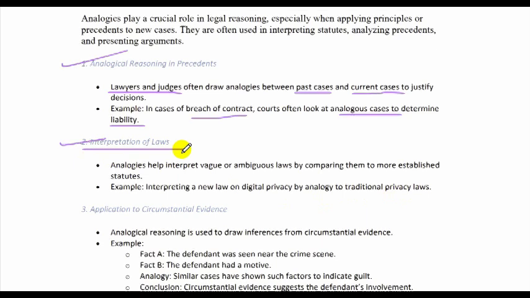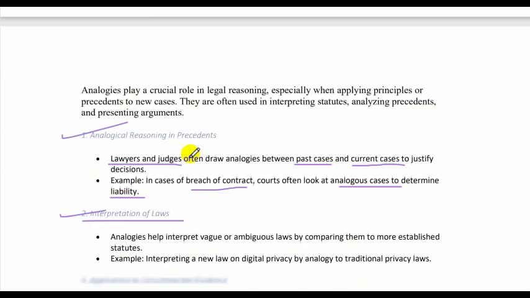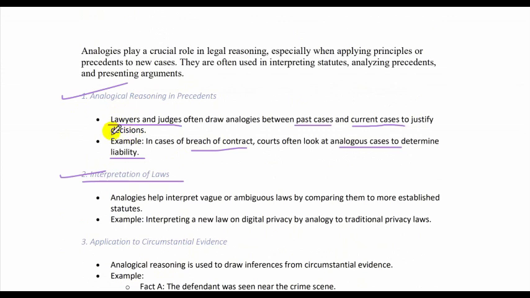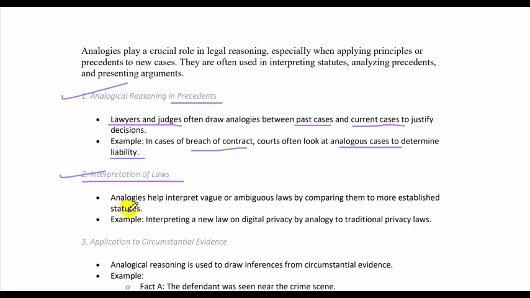Interpretation of laws. What we are studying right now is the use of analogy in law. So, where do we use analogy in law? We use it for analogical reasoning in precedents. So, wherever we use precedents, we'll use analogical reasoning. We will also use analogical reasoning, or analogies, to interpret laws. Analogies help interpret vague or ambiguous laws by comparing them to more established statutes.